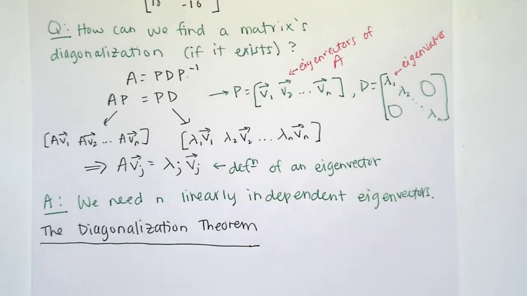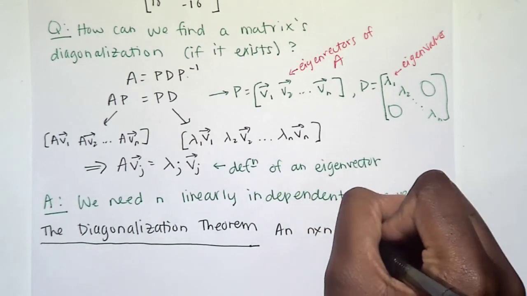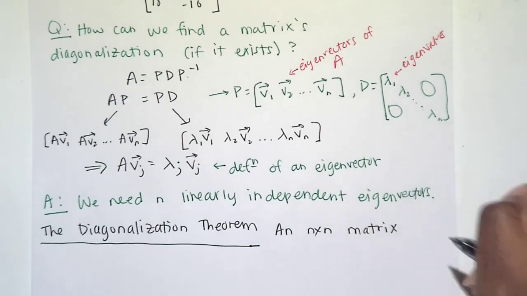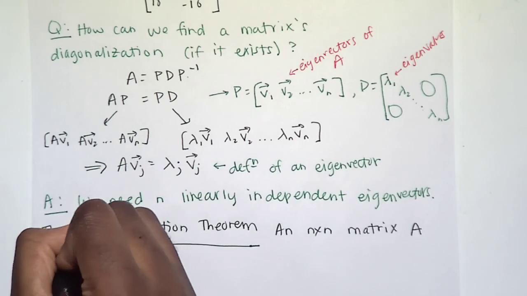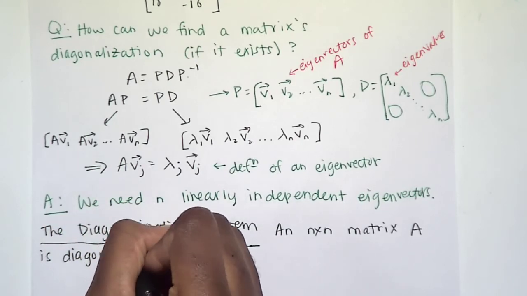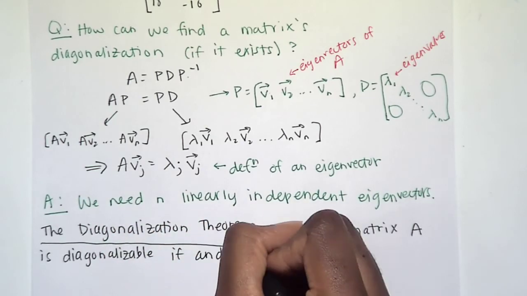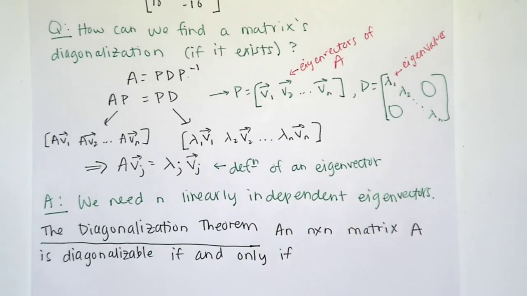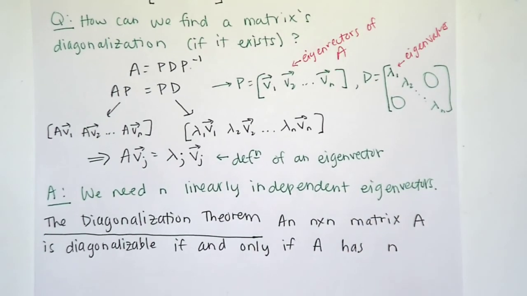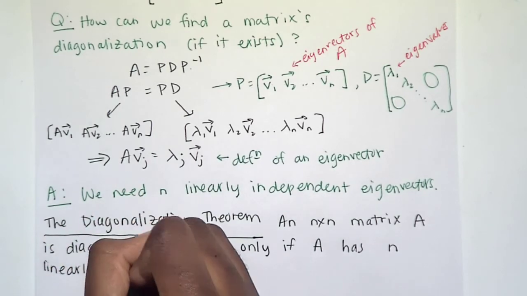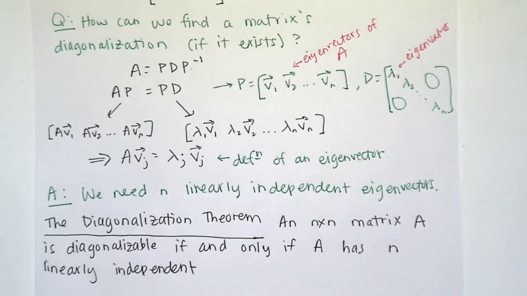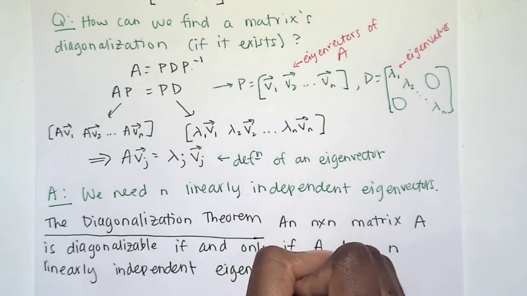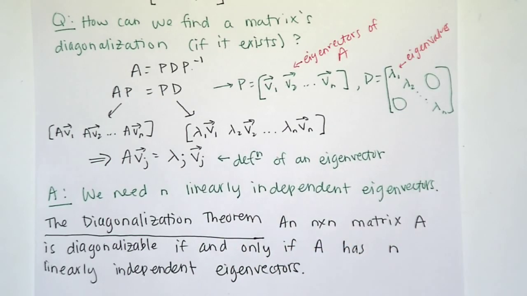All right, so note this is a named theorem, so you need to know what it says. You need to know it by name. All right, and it says an n by n matrix, so a square matrix, we'll call it A, is diagonalizable if and only if our matrix A has n linearly independent eigenvectors. All right, so our matrix A is diagonalizable if and only if it has n linearly independent eigenvectors.